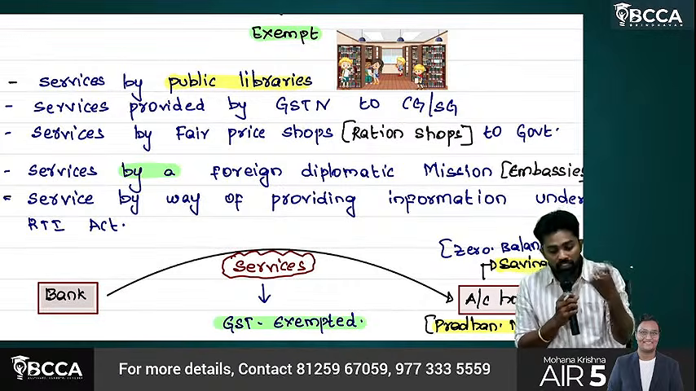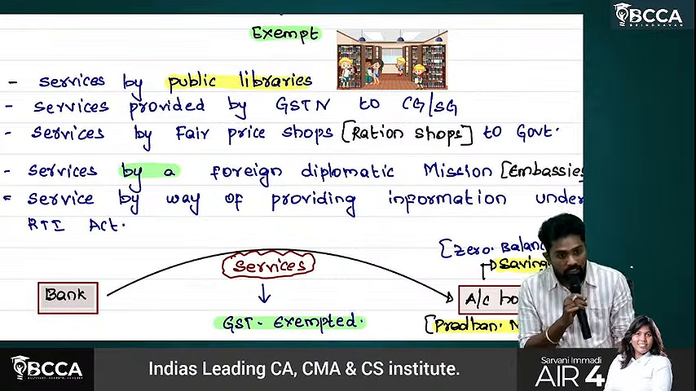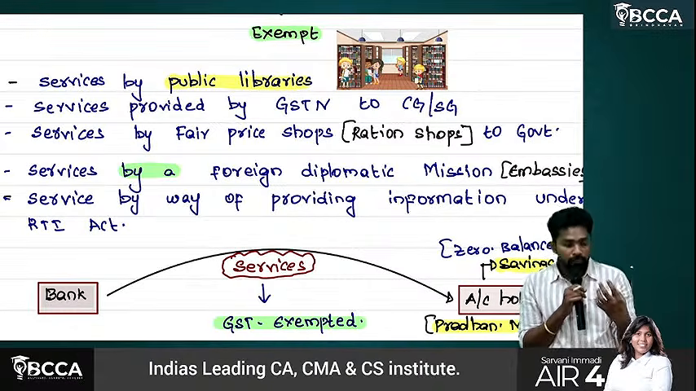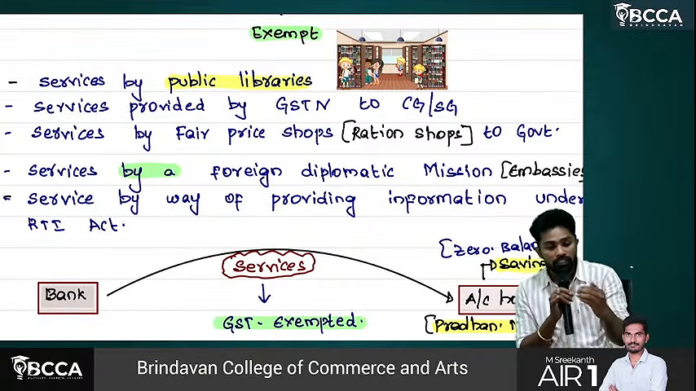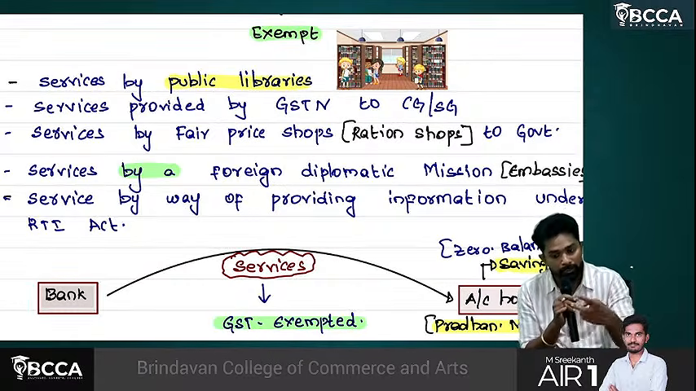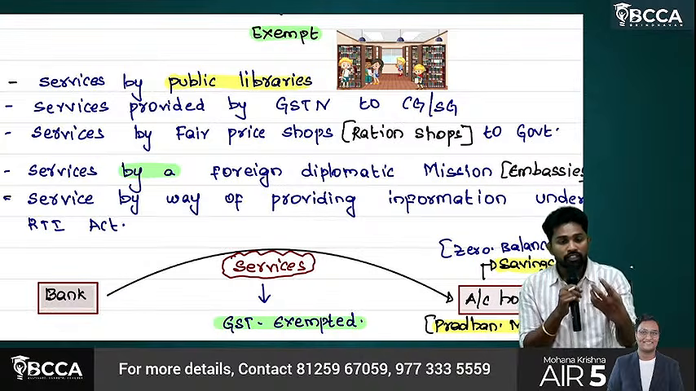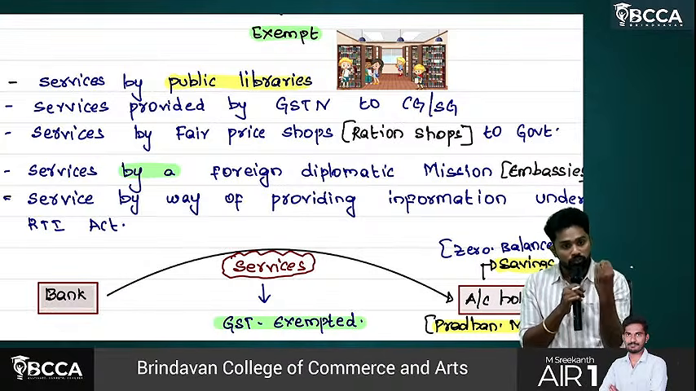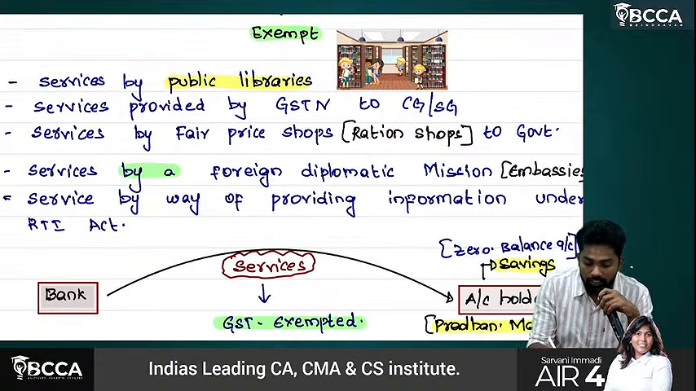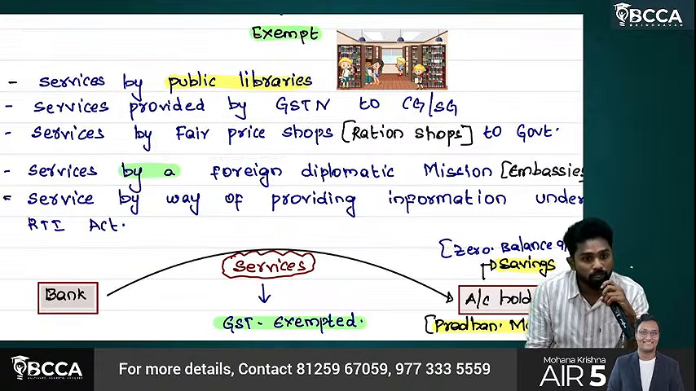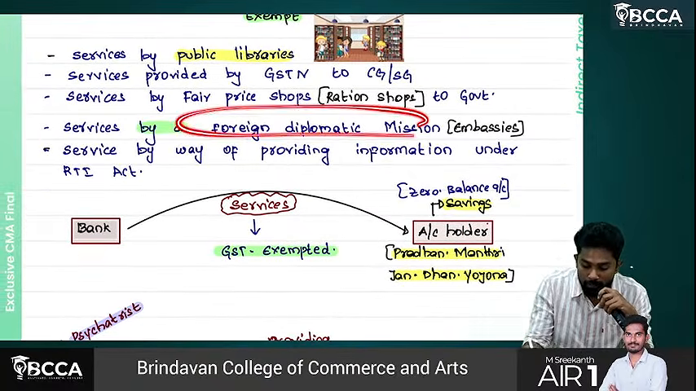What services does it give to central and state government? It distributes the revenue to central and states in time, and it provides the tech functions and all this software, hardware maintenance with respect to implementation of GST will be taken care of by GSTN. For that, GSTN will take some consideration from the government. That service is what? Exempted. Then services by ration shops, fair price shops to government. Okay, exempted. Services by foreign diplomatic missions.